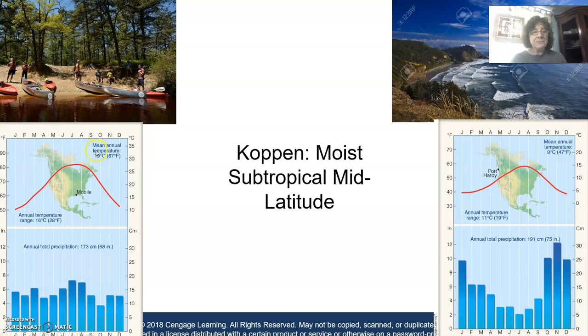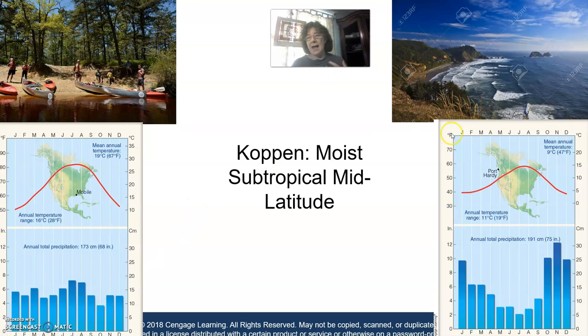When we contrast the environment in Mobile, Alabama, you've got a warm area here and even precipitation throughout the year. And when you contrast that with the marine environment, which is known as CFB, you've got an area that isn't quite as warm, but still quite moist and a little bit drier during the summer.